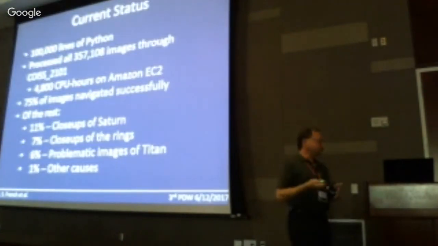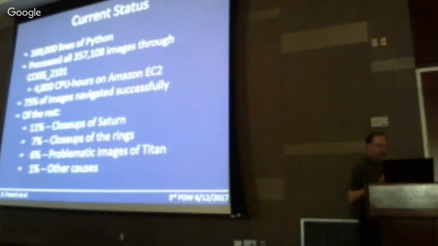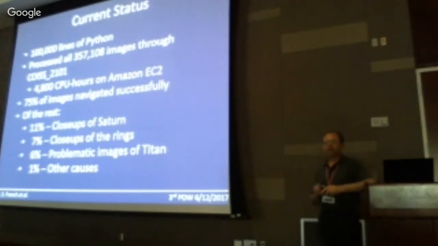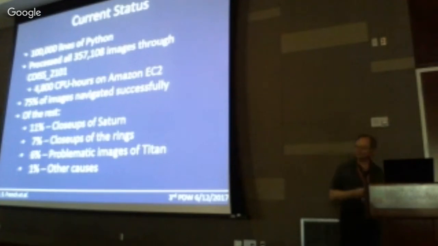So the current status of our project: this is all written in Python. We've written about 100,000 lines of Python. This is not a simple project. We have processed all of the Cassini images, actually multiple times, as we're debugging the thing. It takes about a CPU month to navigate everything. We have contracted with Amazon Web Services to do our processing. So we run about 500 virtual servers for less than a day. It costs us about $100, and everything gets done without us having to go on vacation all the time.